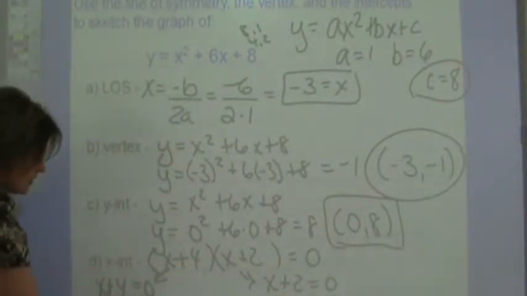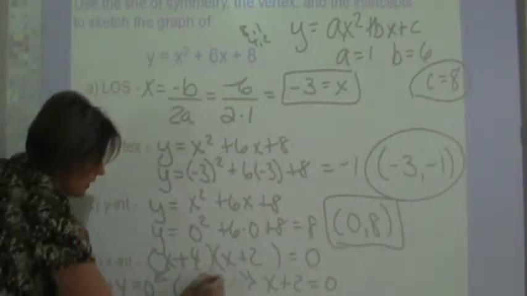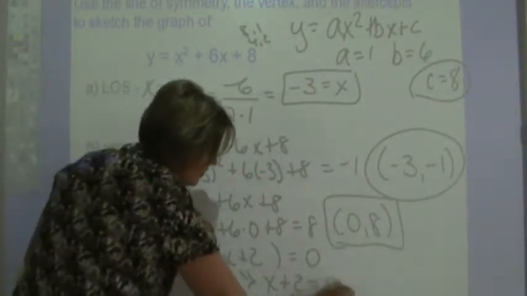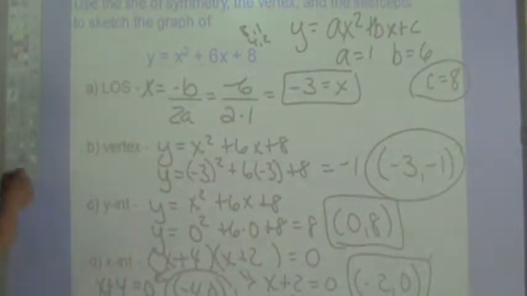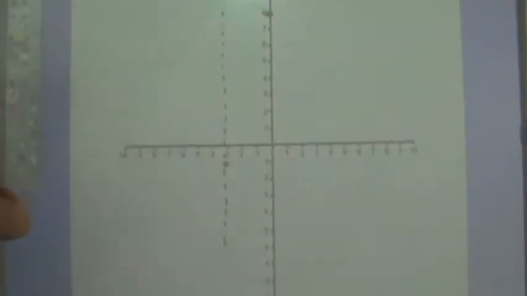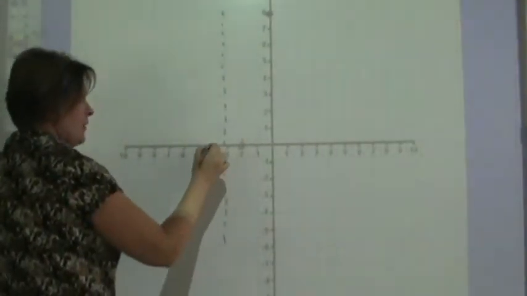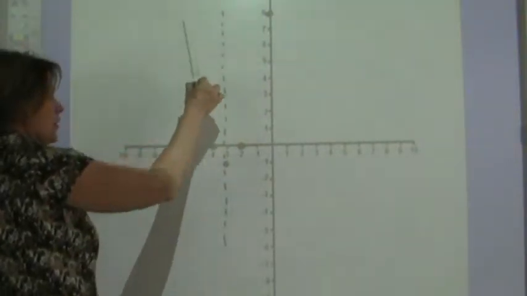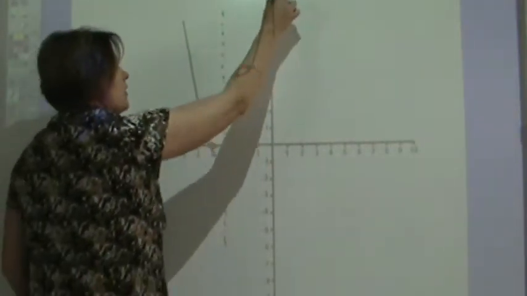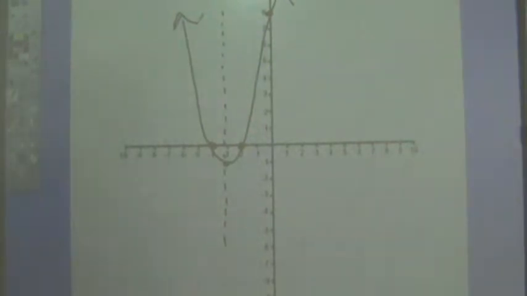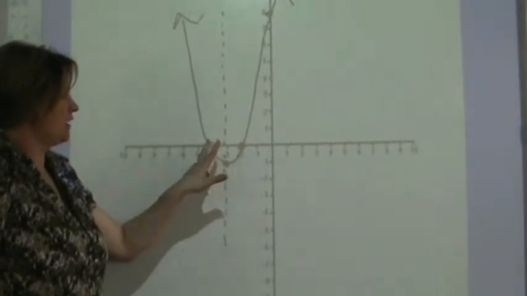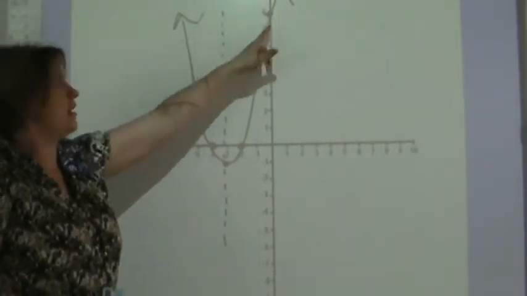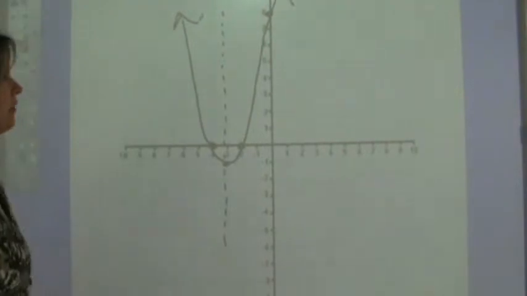If we remember, we just solved. So negative 4, 0 is one of my x-intercepts, and negative 2, 0 is my other x-intercept. So negative 4 and negative 2, right here and right here. And then we just go ahead and graph that. Okay, and we're done. That's what I'm looking for: the line of symmetry, the vertex, the 2 x-intercepts, could be 1 I suppose depending on our graph, and then our y-intercept. So let's try another one.